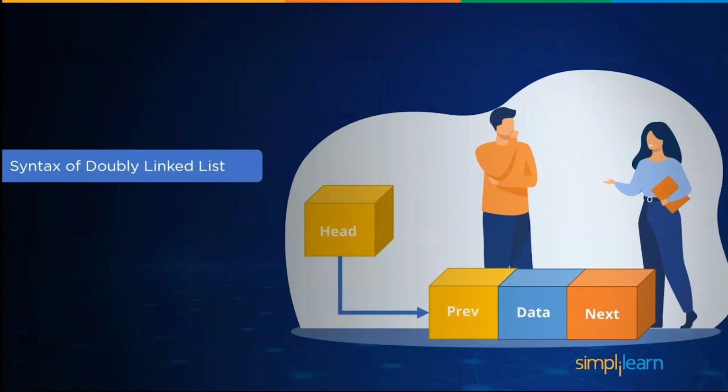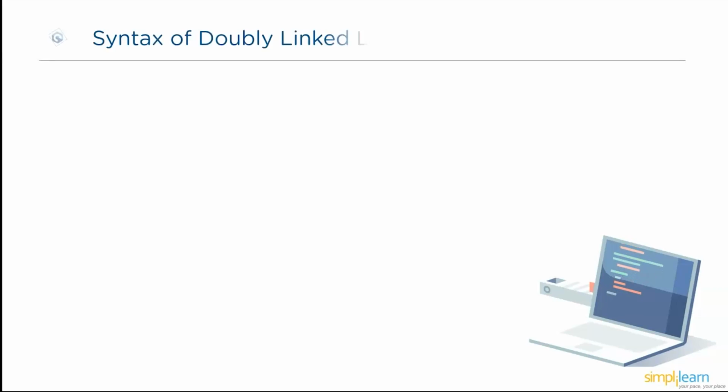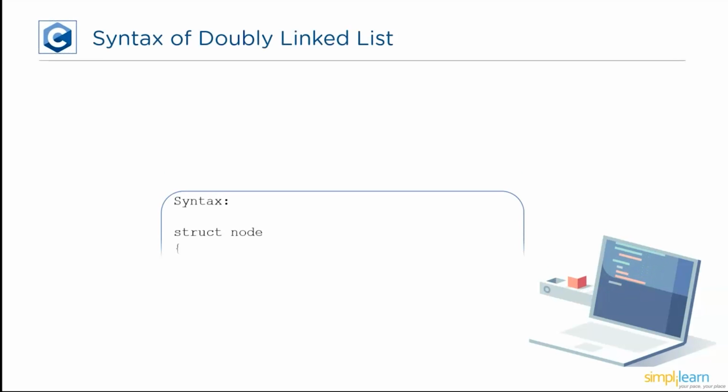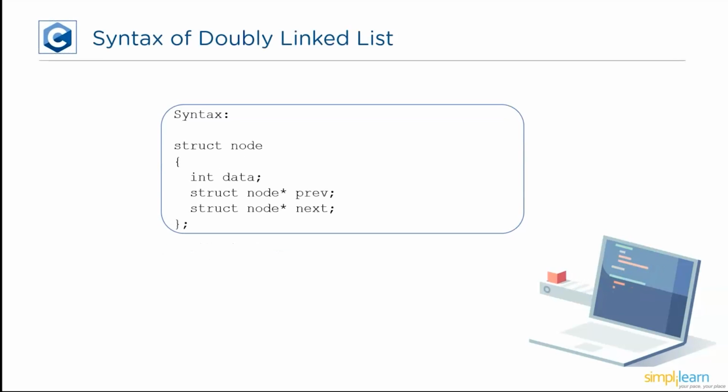Up next, we have the syntax of a doubly linked list. A doubly linked list consists of an extra pointer compared to a singly linked list. So, the syntax starts with a struct keyword followed by structure name called node. Then we have the variables declared, that is data, and struct node asterisk next and previous, pointer variables pointing to an element of a structure node.